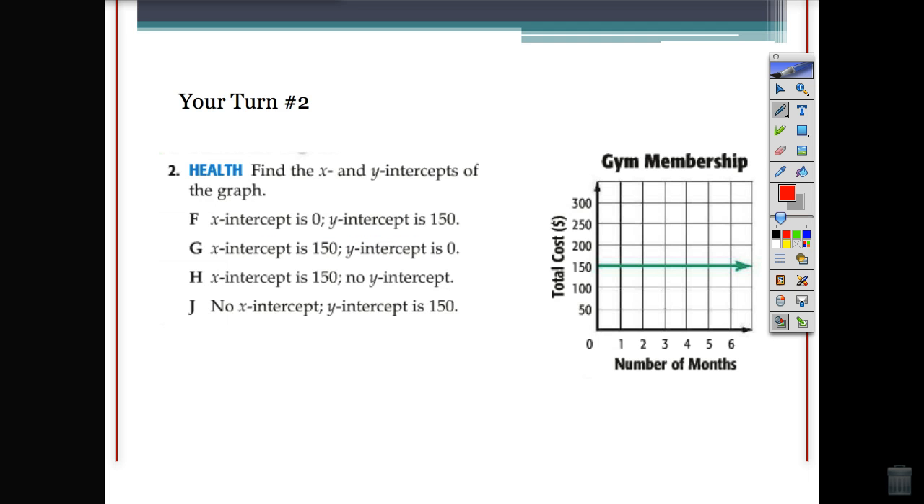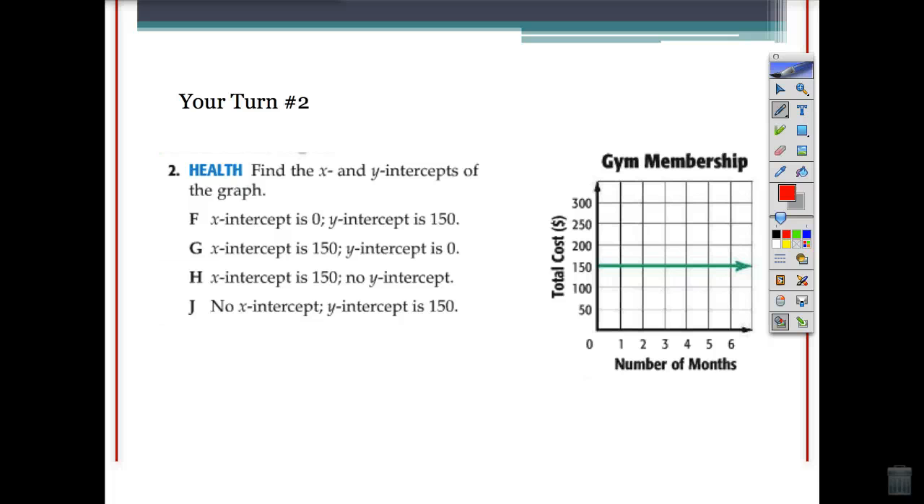Okay, here's your turn, number 2. Find the x and y intercepts of the graph. A hint here: it only meets on the y, so it only has a y-intercept.